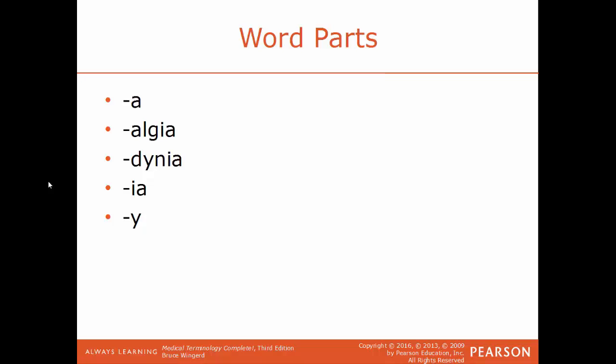Alright, some suffixes. The ending of the vowel A is a reference to one in Latin terms. So an example we've talked about before, a vertebra would mean one bone of your backbone, one vertebra. If you have more than one, it'd be vertebrae. It would end in AE. The ending algia is a reference to pain. Dynia is also a reference to pain. The suffix IA, a general condition. Then the ending with the letter Y, it also means a process or a condition.